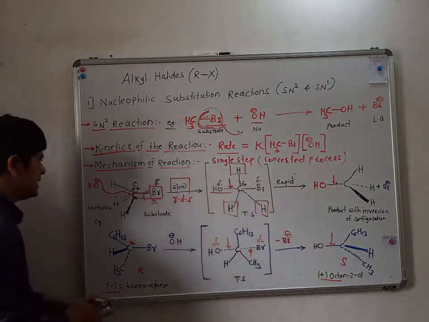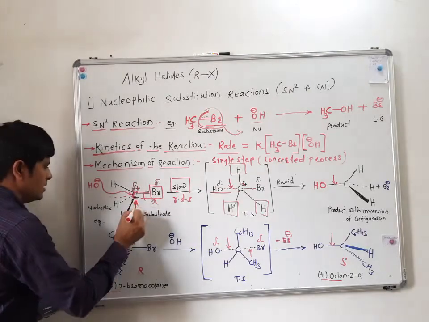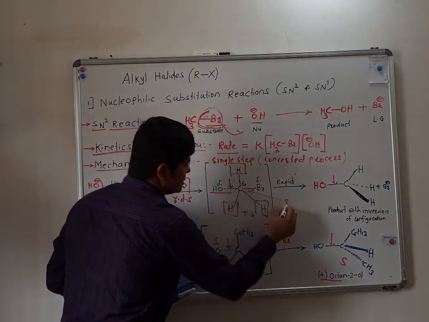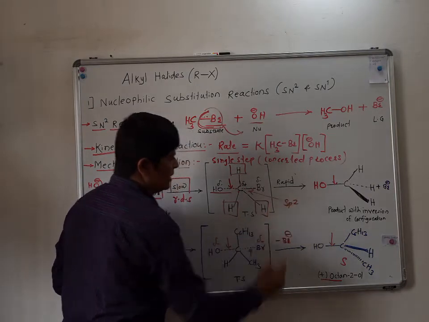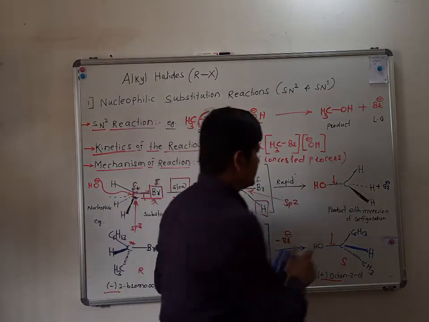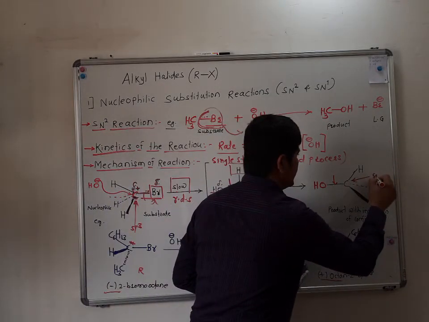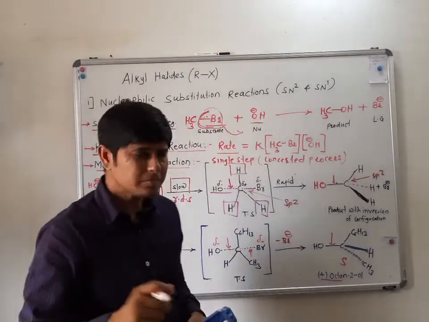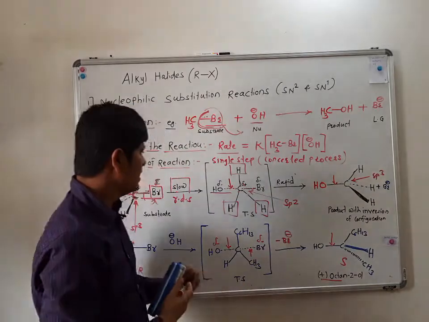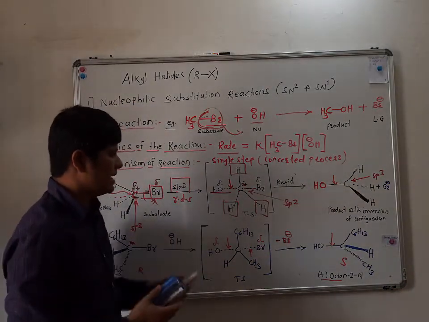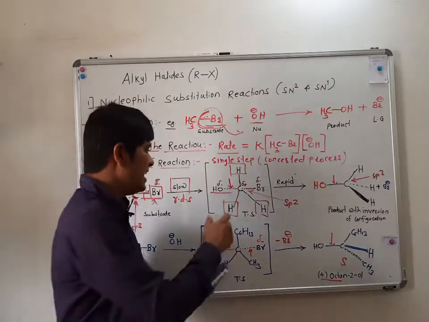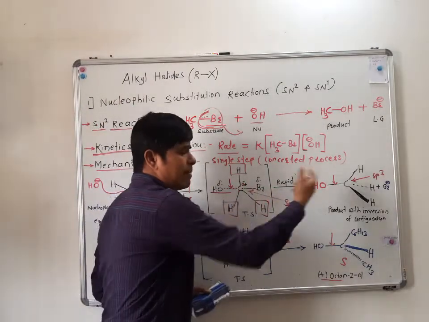Here it is having sp3 hybridization, while in the transition state this central carbon is having sp2 hybridization. And in the product this carbon is having sp3 hybridization again, that means sp3 hybridization is retained in the product. Now you have understood what is meant by transition state. It is a highly energetic species, hence it will immediately collapse into product.